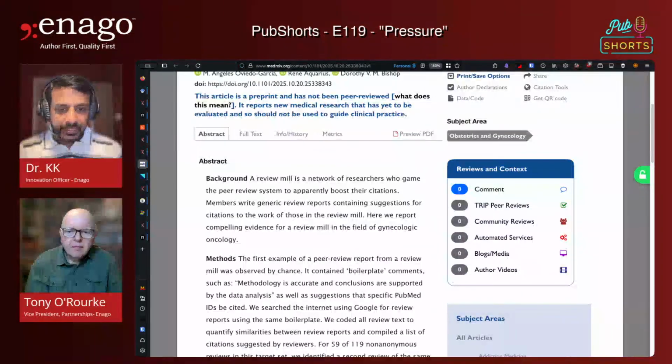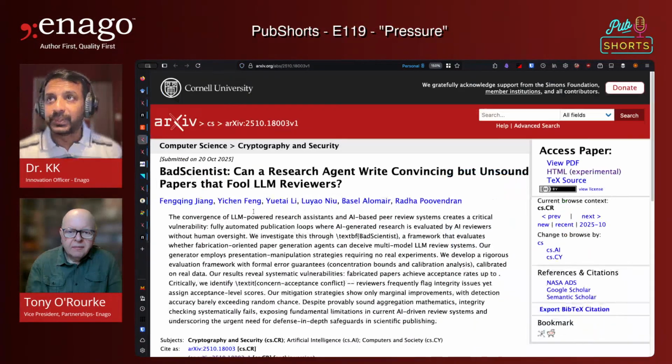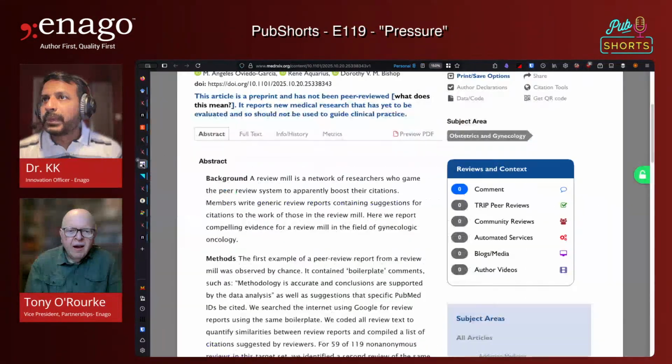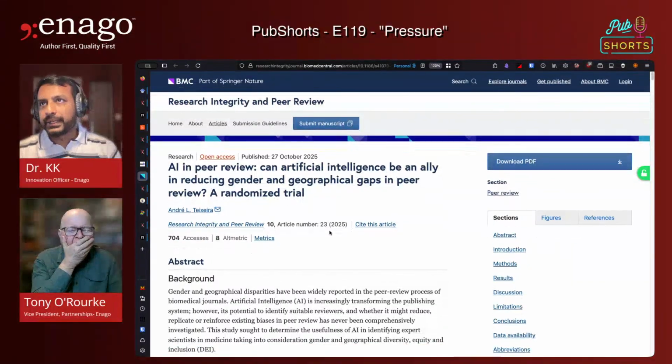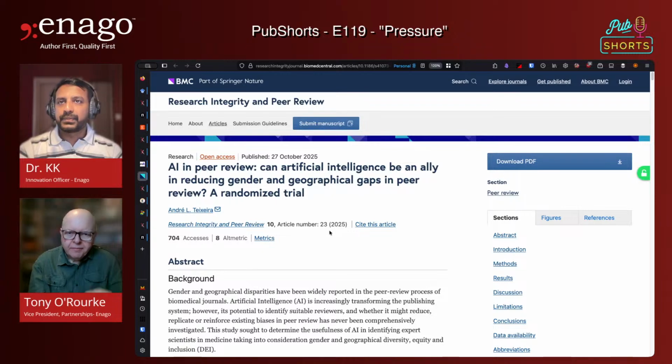Right. So another concern that needs to be potentially addressed by possibly automation. I don't know. Let's see. I think we already discussed this. Maybe I clicked the wrong article. Yeah, this is the right one. So the next story is titled AI in peer review: Can artificial intelligence be an ally in reducing gender and geographical gaps in peer review?